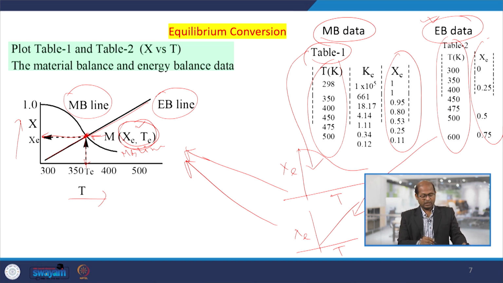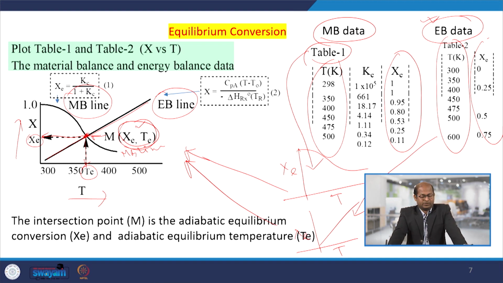So, here we mean the operating temperature of the reactors and the corresponding equilibrium conversions, the maximum conversion that we can reach, which we can easily find out by energy balance lines and material balance lines. Whatever we have discussed here is how, from the material balance equation and the energy balance equation, we have developed this.